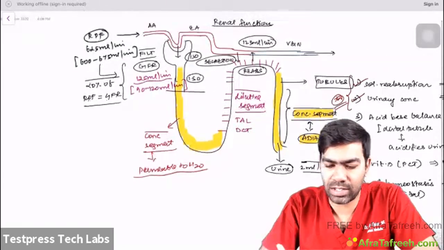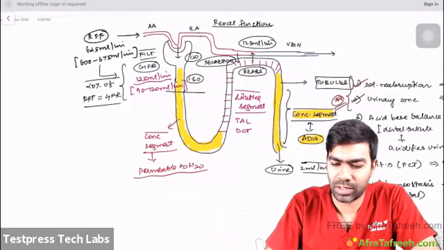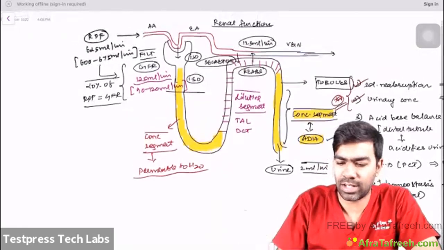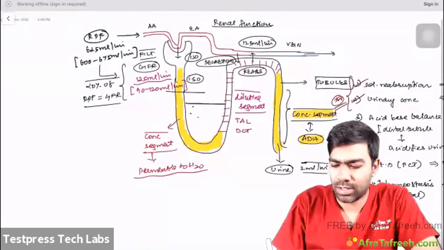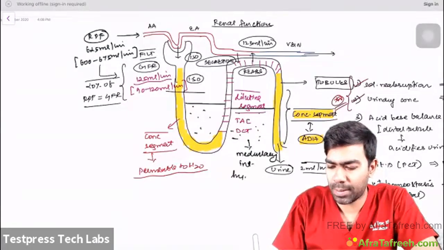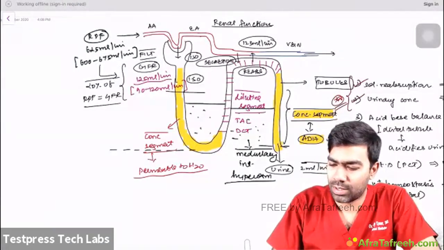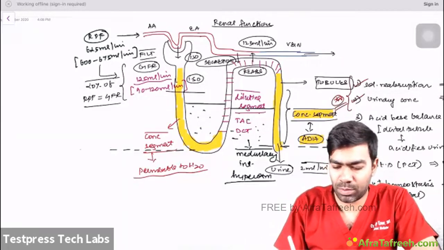Apart from the ADH, there is one more thing that is important to absorb water from any site in the kidney. That is the medullary interstitial hyperosmolarity. So you have something called a medullary interstitial hyperosmolarity, which I'm drawing in green here to make you understand. And there will be a common question: how much medullary interstitial hyperosmolarity can you reach? A peak medullary interstitial hyperosmolarity is 1200.